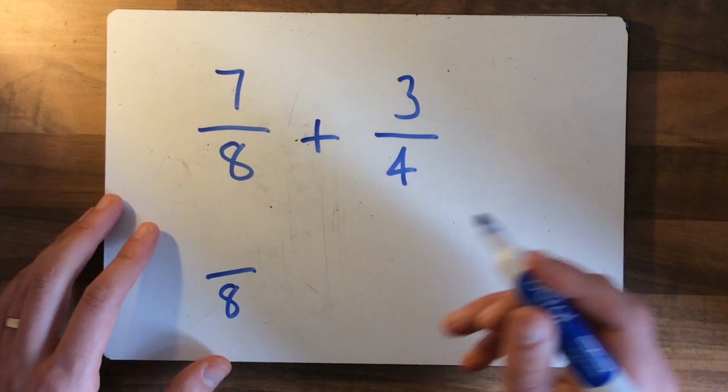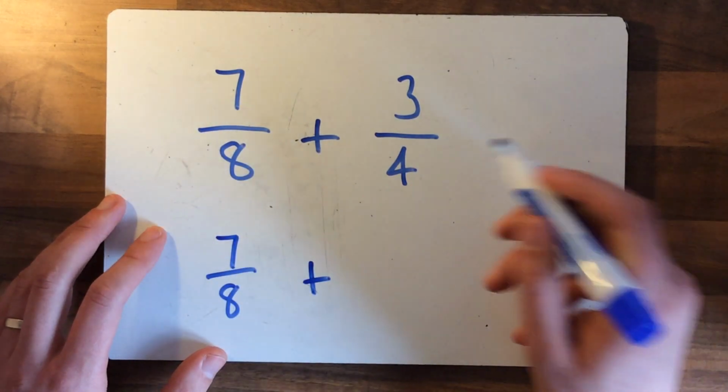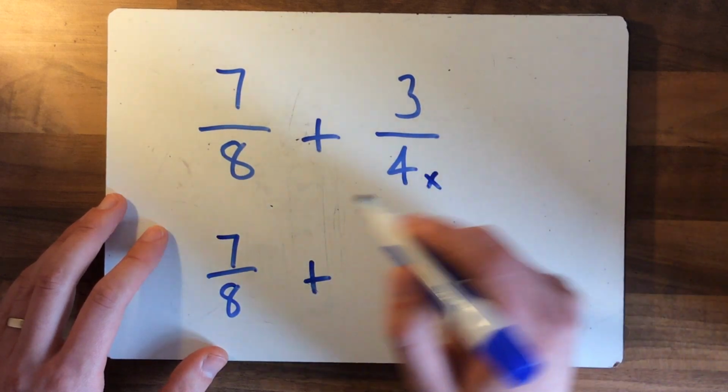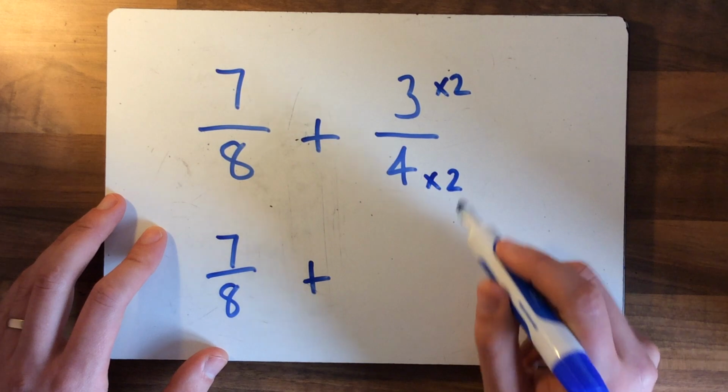So this fraction is going to stay the same, isn't it? Because the denominator is 8. What do I need to do to 4 to turn it into 8? It gets times by 2, which means the numerator needs to be times by 2 as well.